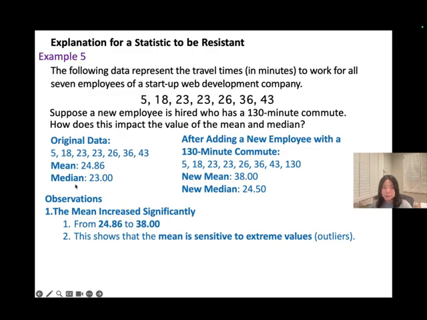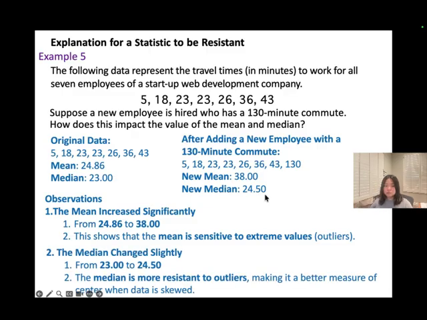Now, let's compare the median. The median is 23, but when you add one outlier here, it will become 24.5. It's about the same thing in here. Okay, so we say the median changed slightly. Okay, from 23 to 24.5 only. So we could say the median is more resistant to outliers, making it a better measure of the center when data is skewed.